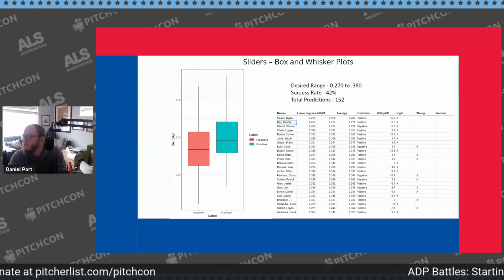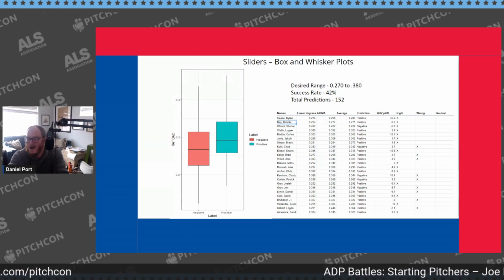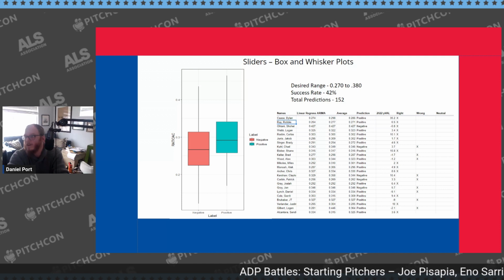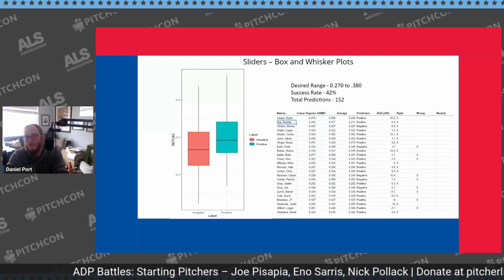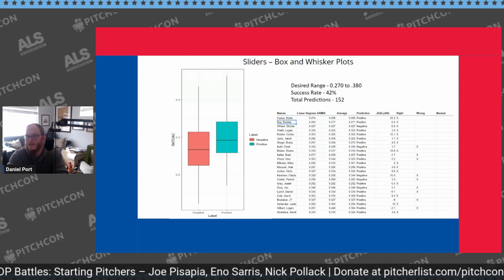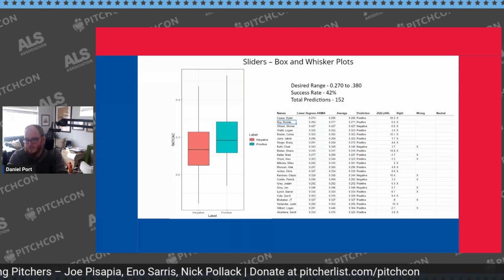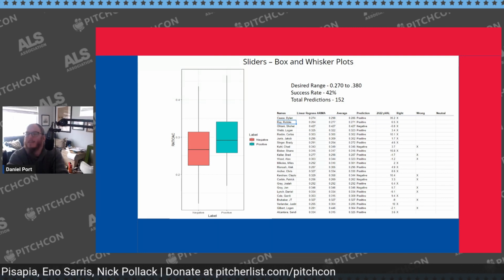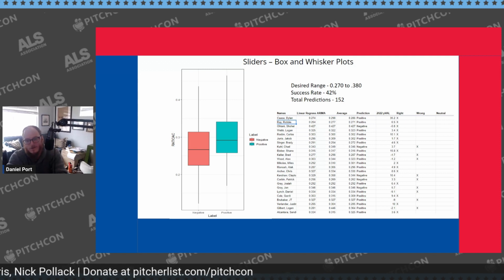But I only got 42% of them correct, which is wild. That's almost a 25% difference between what the 90 Bayes model said I should be doing, roughly, and what I did. And it's not 152 predictions. And I think after looking at it and really diving into it, I know what happened.